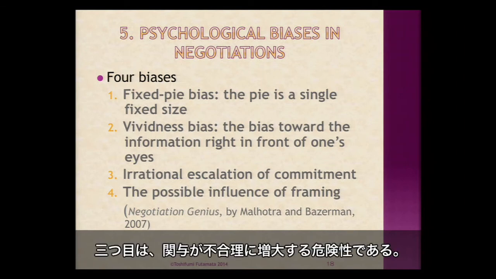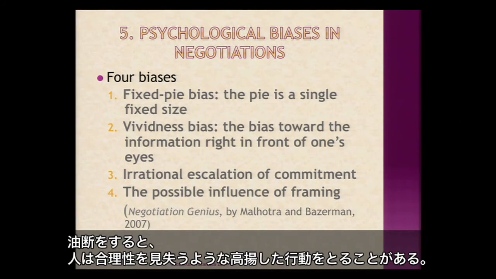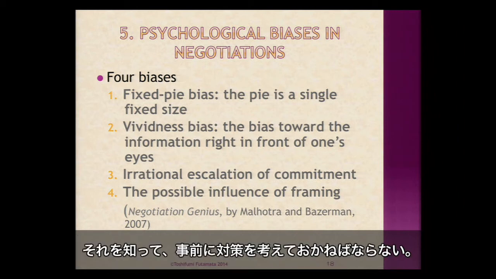Third point is the danger of unexpected, irrational escalation of commitment. That's a human emotional error. As discussion generally heats up at the negotiation table, emotion climbs high, and it's common to lose an objective point of view. If careless, people can lose sight of reason when on an emotional high, and it is important to think of preventative measures for this beforehand.